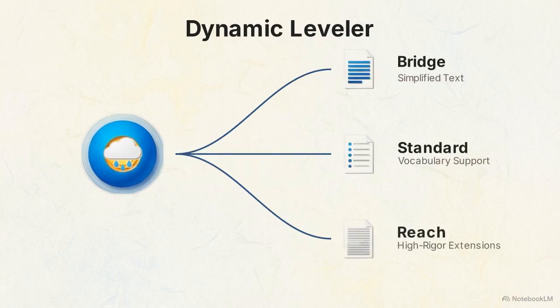To solve this, we use the dynamic leveler approach. This system allows you to take one core concept, like the water cycle, and generate 3 distinct versions that match your students' specific reading profiles while keeping the information identical.